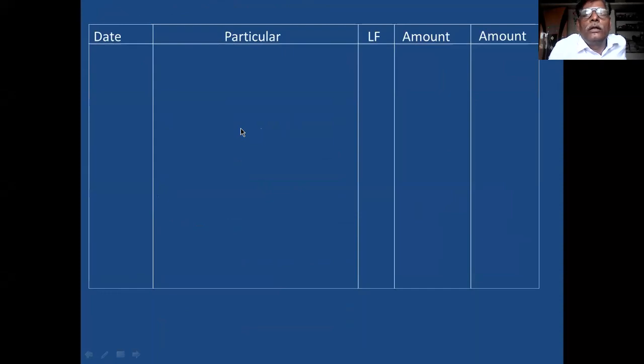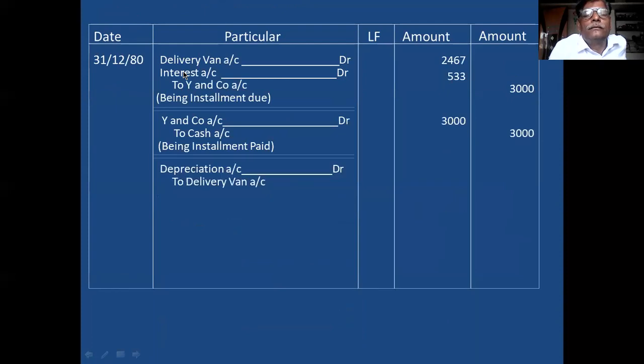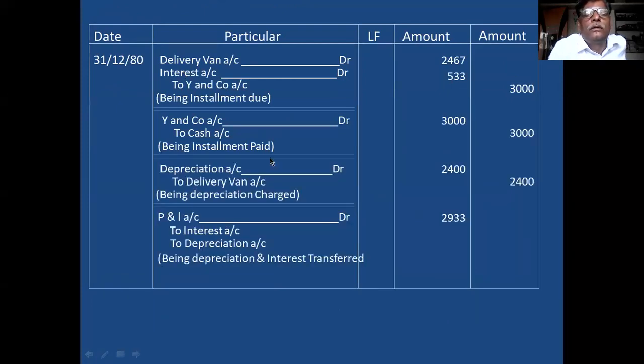Okay. You see here, this is the second year information. Second year date. The same entries are there. I will not go for explaining this. You see this. Delivery van account debtor, interest account debtor to Y company account. Y company account debtor to cash account. Depreciation account debtor to delivery van. P&L account debtor to interest account, depreciation account. These entries are previous year entries. Previous whatever you recorded, the same entries are here, not different ones.